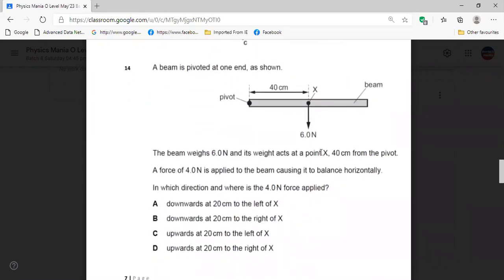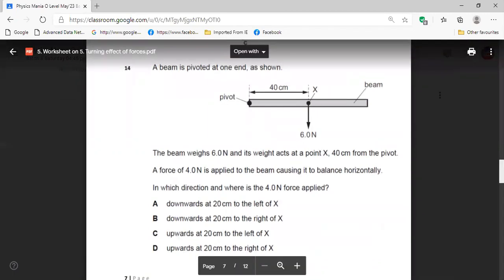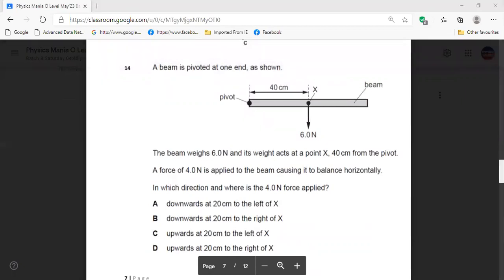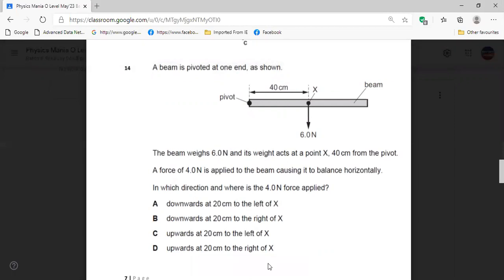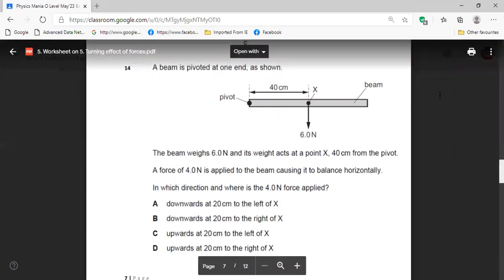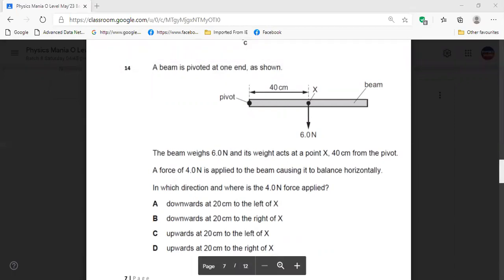Okay, now question 14. The beam is pivoted at one end as shown. The beam weighs 6 newtons, and its weight acts at a point 1 centimeter from the pivot. A force of 4 newtons is applied to the beam, causing it to balance horizontally. In which direction and where is the 4 newton force applied? So, like this, 40 centimeters from the pivot.